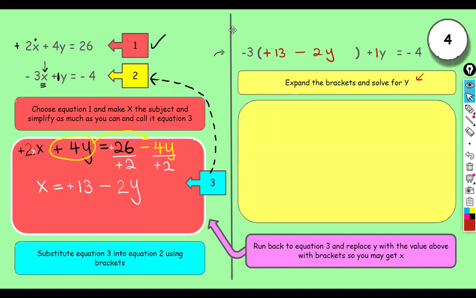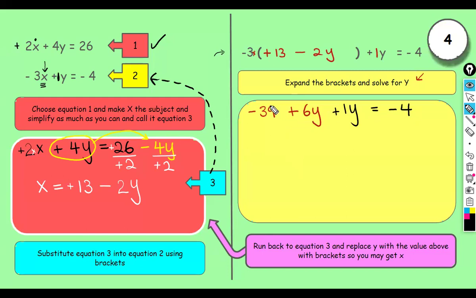These brackets. Minus 3 multiplied by positive 13 is minus 39. I think some people put positive 39 here by mistake, right? So I think that's why some people may have a different answer. Minus 3 multiplied by minus 2y is positive 6y. And then we write back who? The positive 1y, and we put back equal to minus 4. Right, so look for your mistakes here. I think it's sign mistakes that are the problem.